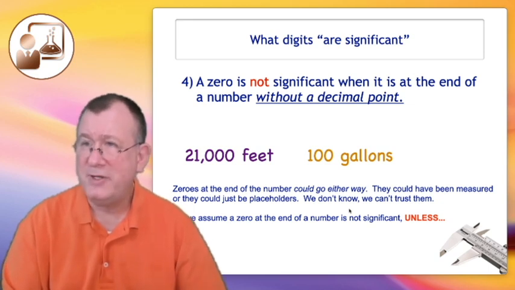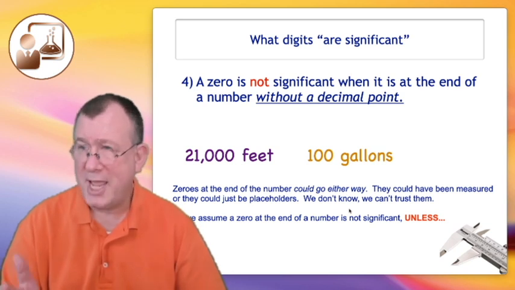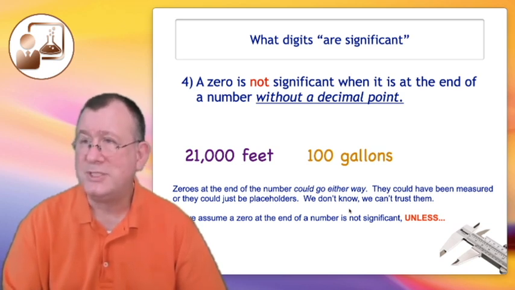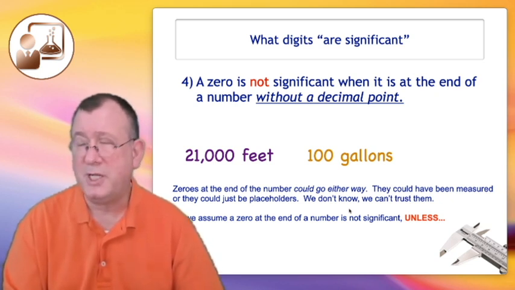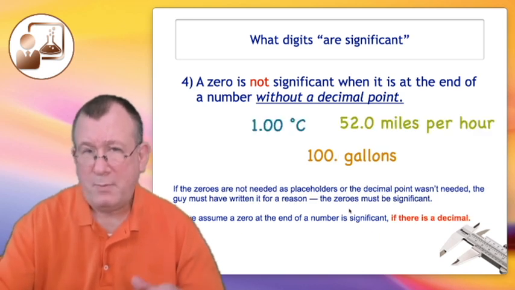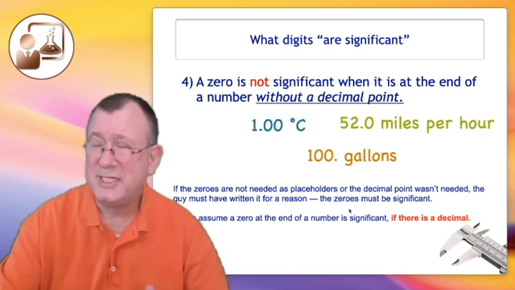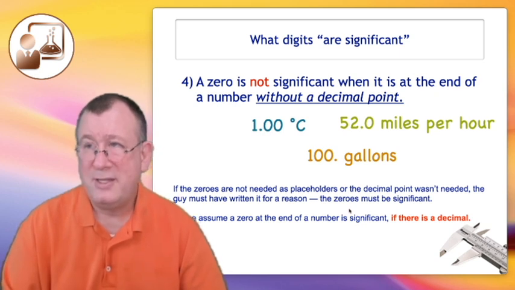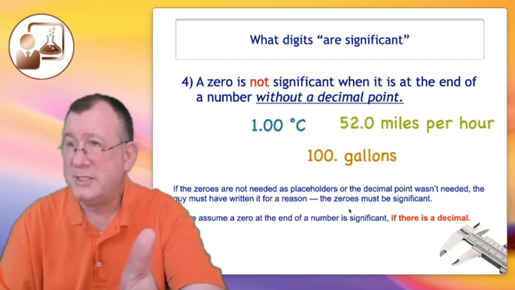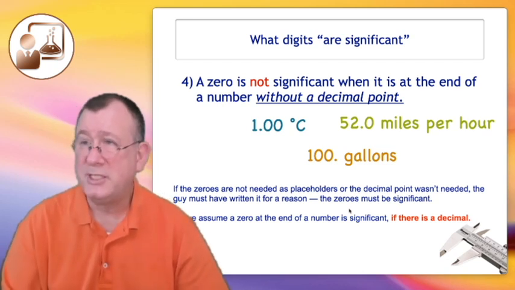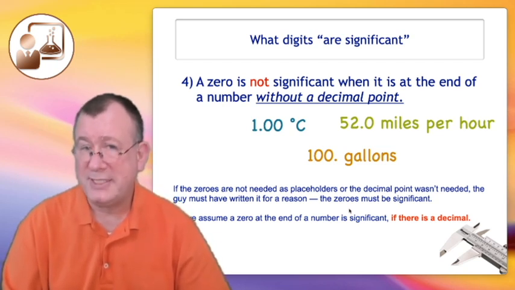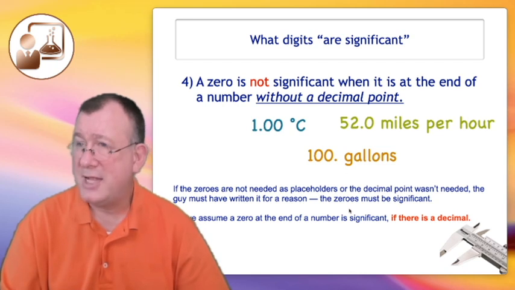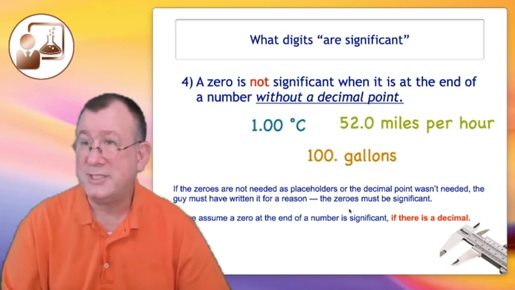When the zeros are on the end of a number, if it doesn't have a decimal point, you can't trust them. You discard them. You say they are not significant. I mean, you keep them in your number to show where the decimal point is, but you just treat them as placeholders. Now, in contrast, if there is a decimal point in the number, then the only reason to put the 0 on the end of it is if it is a measurement. 1.00 degrees Celsius, I don't need those zeros on the end to tell me where the decimal point is because I've written the decimal point explicitly. So if they're not there to show me where the decimal point is, the only other option is they are part of the measurement.